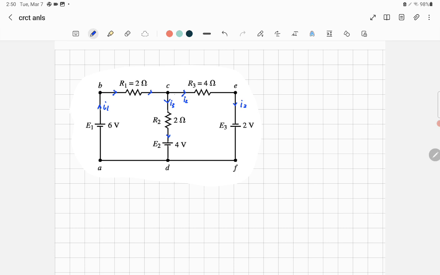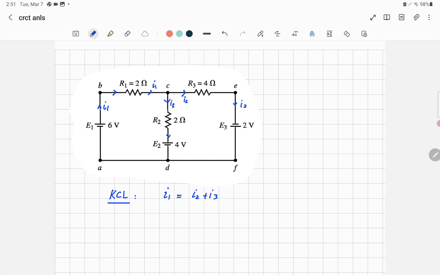To start the analysis, first apply Kirchhoff current law. Kirchhoff current law will be applied at each node. In this case, we have only one node, node C. In this node, we'll say that the current I1 enters C, and I2 and I3 are out of the node C. So the sum of the currents in equals the sum of the currents out. So I1 will be equal to I2 plus I3.